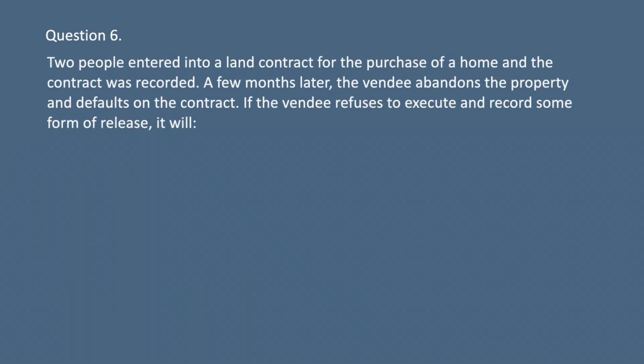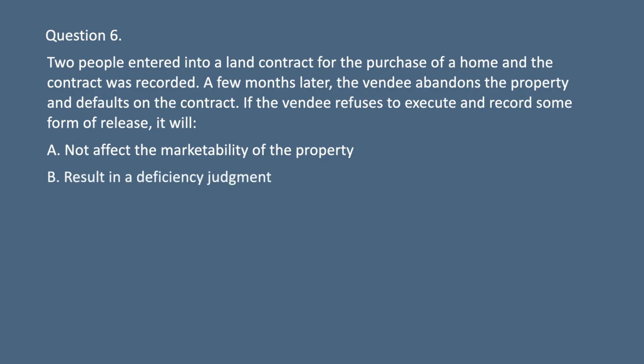Question 6. Two people entered into a land contract for the purchase of a home and the contract was recorded. A few months later, the vendee abandons the property and defaults on the contract. If the vendee refuses to execute and record some form of release, it will A. Not affect the marketability of the property. B. Result in a deficiency judgment. C. Result in a trustee's sale. D. Create a cloud on the title.